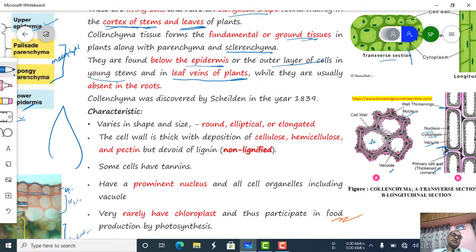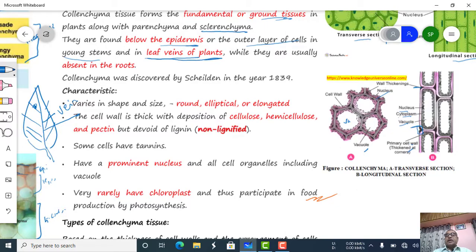If you see, suppose such a type of leaf is present, then generally this one is the vein. These are the subveins, and veinlets are also present, but these vascular tissues are present at the venal region, and collenchyma tissues are also present in leaf veins of the plant, generally the midrib region. While they are usually absent in the roots. So collenchyma type of tissue is absent in the root.